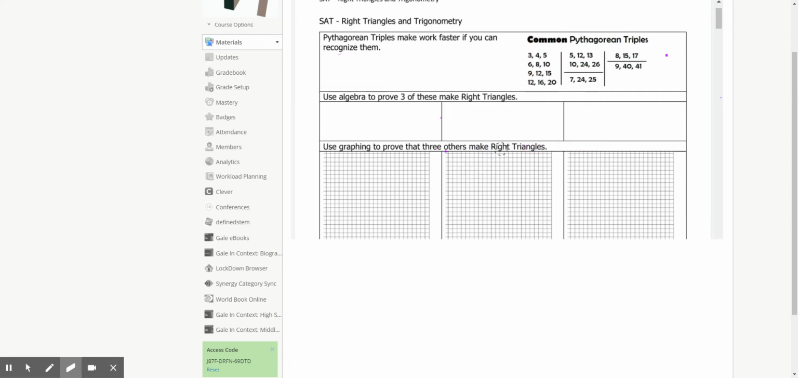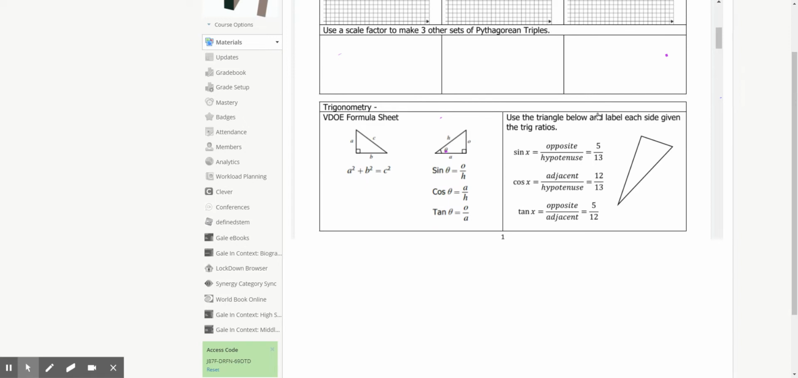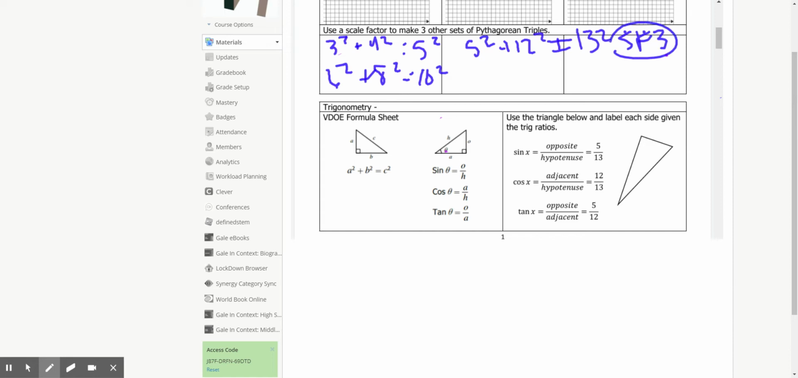Use some of these same numbers. Use a scale factor to make 3 other sets of Pythagorean triples. So it's kind of already done for you up at the top, but if I use 3 squared plus 4 squared equals 5 squared, and then I multiply everything by 2, that would give me 6 squared plus 8 squared equals 10 squared. All of them work that way. You could take the 5 squared plus 12 squared equals 13 squared and multiply that by 3. So your scale factor would be 3.